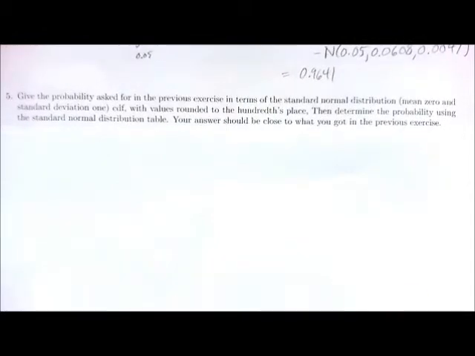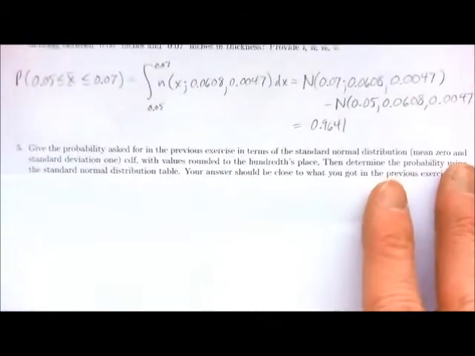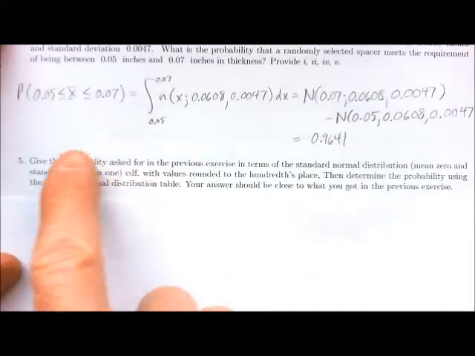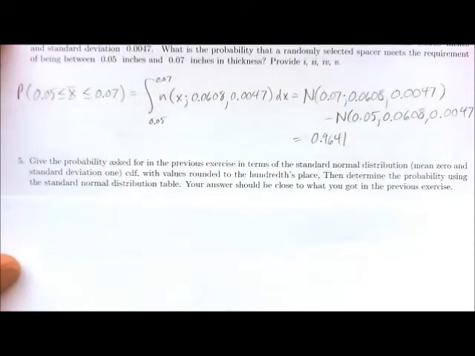And here in this portion of the exercise, what you were asked to do is to take the probability we were asked for up here, so the 0.05 to 0.07, and convert that over into the terms of the standard normal distribution. That's the distribution with mean 0 and standard deviation 1. To do that, we use the formula z equals the quantity x minus mu over the standard deviation, mu being the mean, and divide by the standard deviation to convert these values 0.05 and 0.07 over into z values.